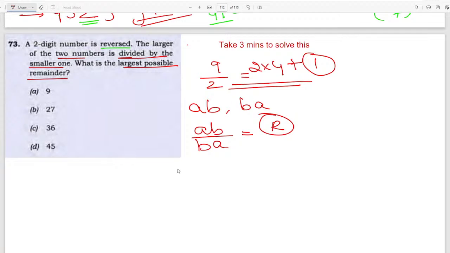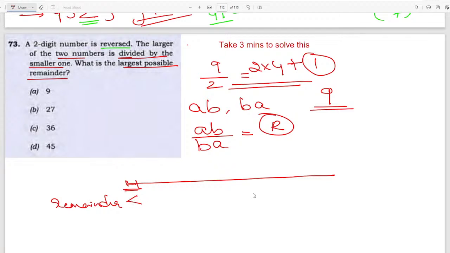So when would you get the remainder largest? For example, the number has to be somewhere in the 90s. Why? Because the 90s are the largest among the 2-digit numbers. For example, you are dividing something, and if you take a very small divisor, then the remainder would be small, because the remainder has to be less than the divisor. It cannot be equal to the divisor.